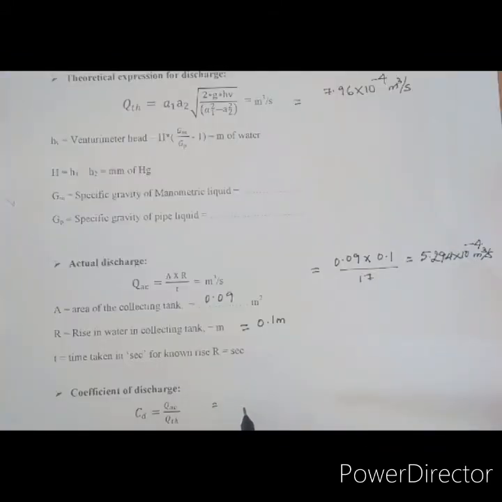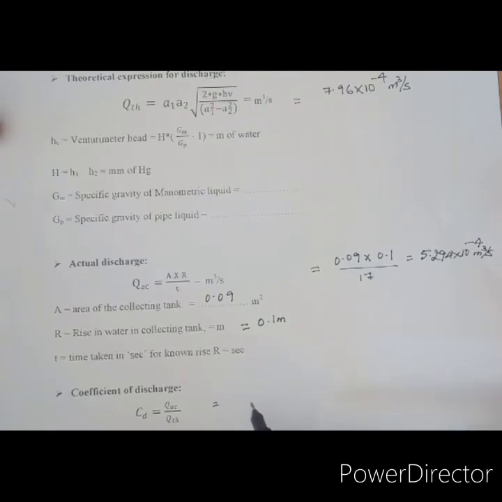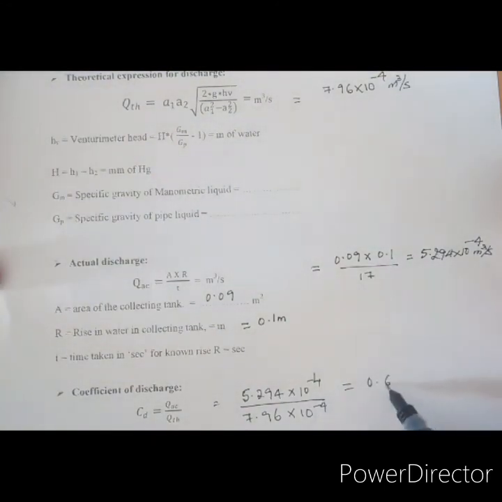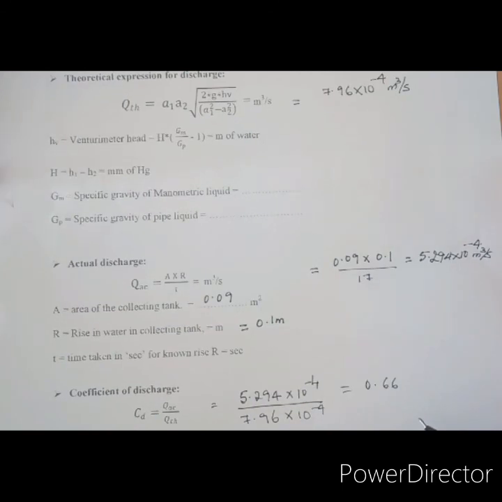Coefficient of discharge through the Orificemeter is given by the formula CD equal to Q actual by Q theoretical. For the full discharge condition, the actual discharge is 5.294 × 10^-4 m³ per second, and the theoretical discharge we obtained is 7.96 × 10^-4 m³ per second. If we substitute these values, then the coefficient of discharge will be 0.66. Conduct different trials with respect to varying discharge sections and obtain the CD average value.